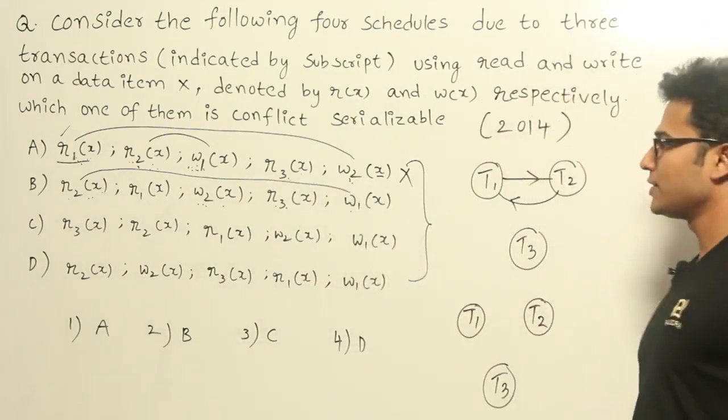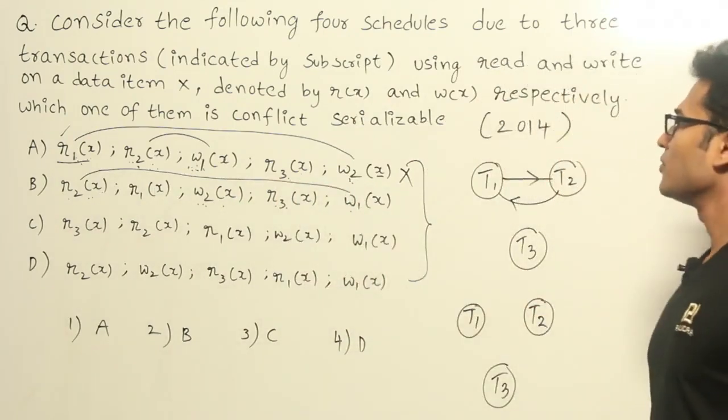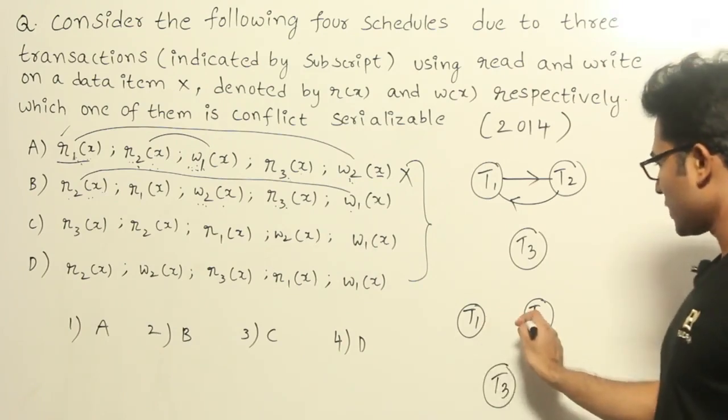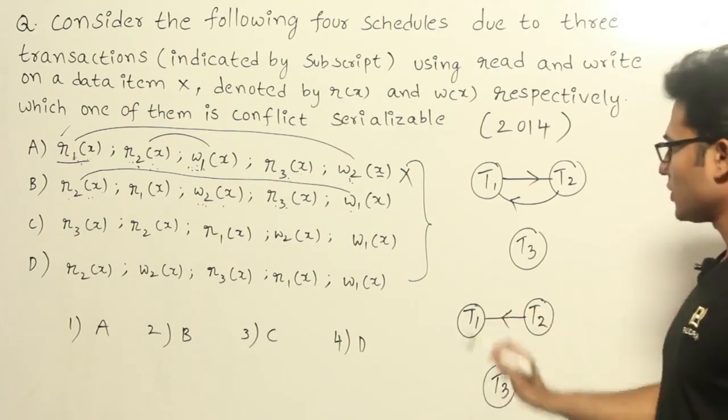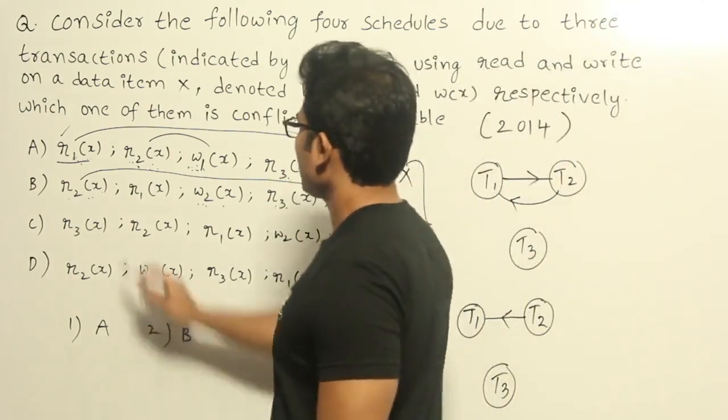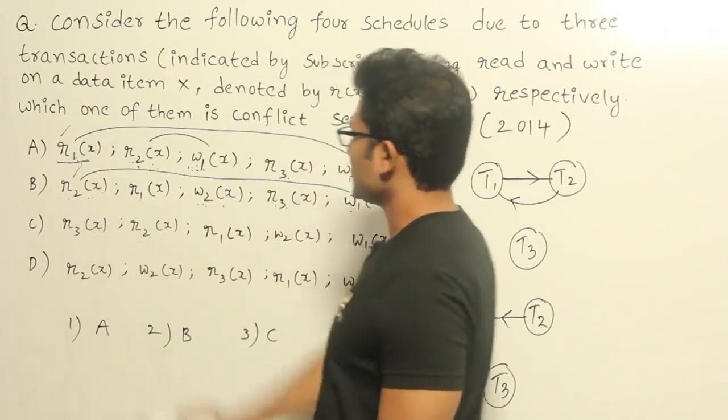Now what does this conflict say? R2 followed by W1 means T2 followed by T1, therefore T2 has to occur first and then T1. This is what this conflict is saying. This is over. And now let's look at this one.